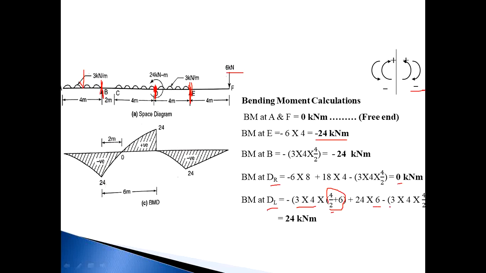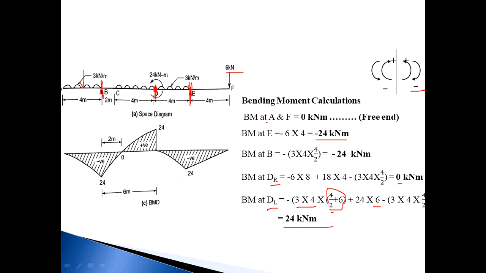Then next, at point C to D there is a UDL. The direction of the movement for this UDL is anti-clockwise. So minus 3, the intensity of the UDL, into the length of the UDL, 4, and where it acts, that is 4 by 2. Simplifying all these calculations, the answer will be 24. So draw the BMD by using all these BM values.